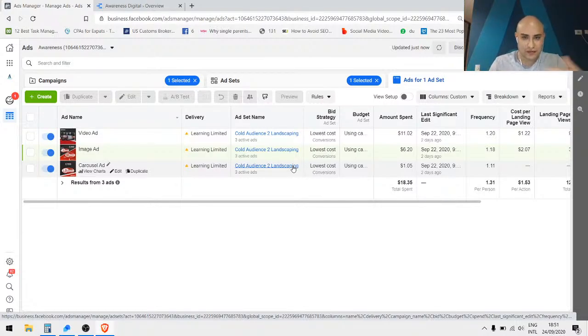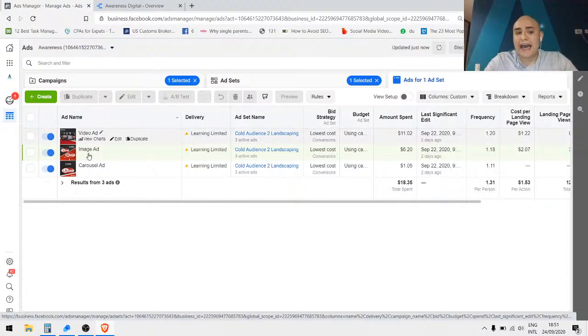This is what we excel in, but most people don't have their own in-house design team, right? So that's why you'll see slideshow options for those people that don't have the funds to hire somebody to put something really cool together. You can do it yourself. So we'll create a video ad, an image ad, and then a carousel ad.